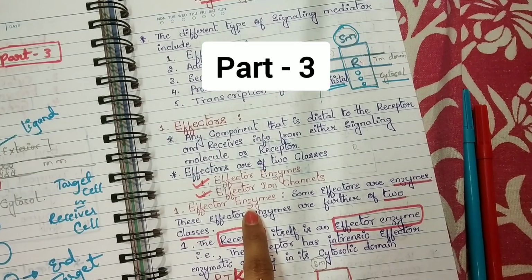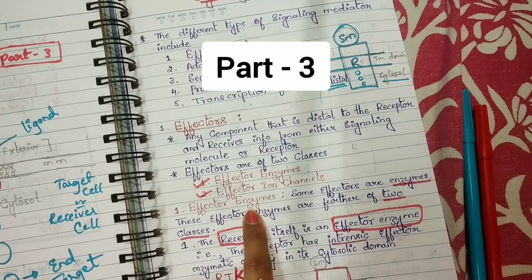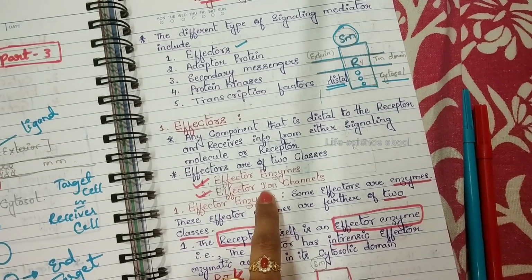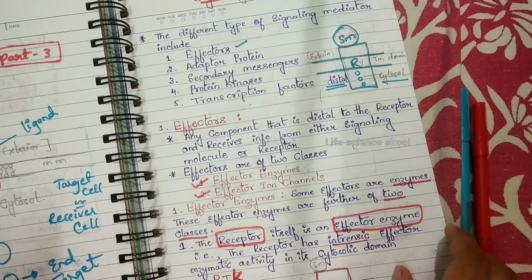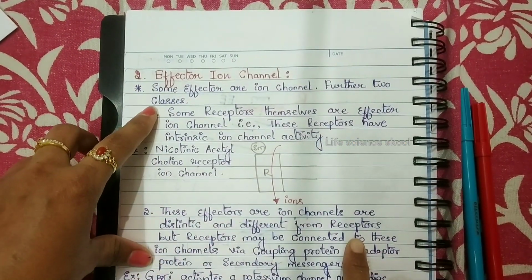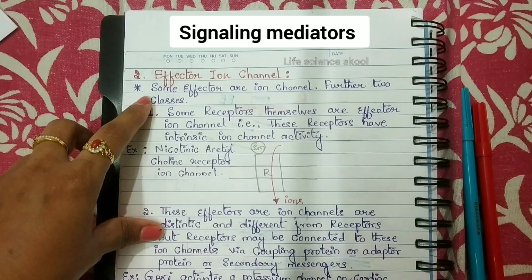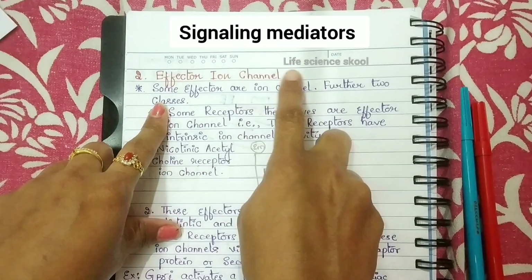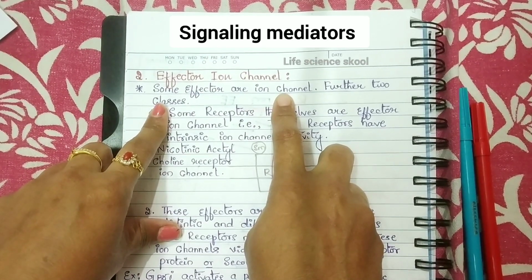If you didn't watch that video, you can go back and watch it, which is very helpful to understand this whole cell signaling chapter. Now we will continue with the next type, that is effector ion channels. These are also signaling mediators, and some effectors are ion channels.